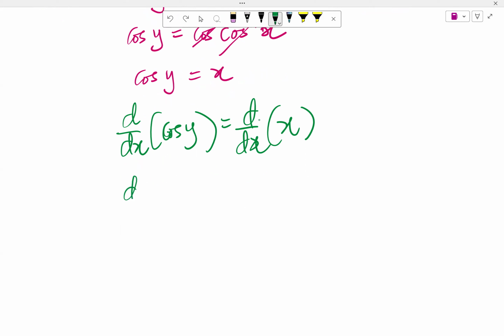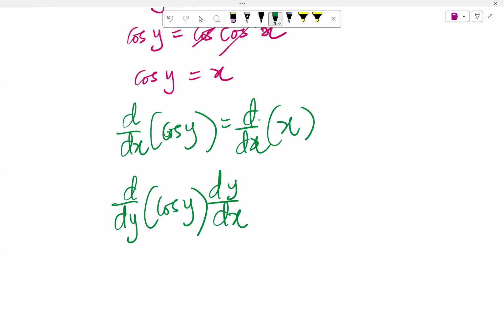Because this is a function of y, we have d dy of cos y, then that has to be balanced out by multiplying by dy dx. So we can have d dy of cos y times dy dx, such that if you cancel dy, you still have your d dx, which you started with originally. So you have not done anything wrong. You have d dy of cos y multiplied by dy dx to balance it out, and d dx of x is simply 1.